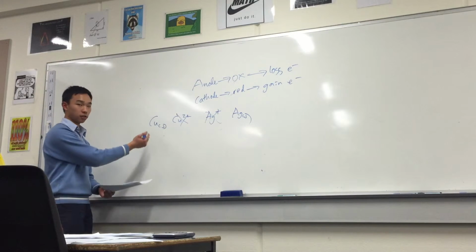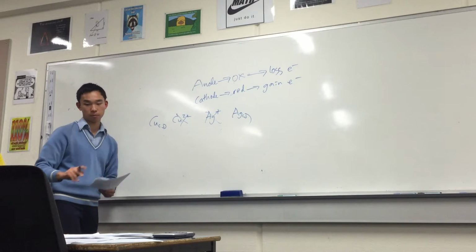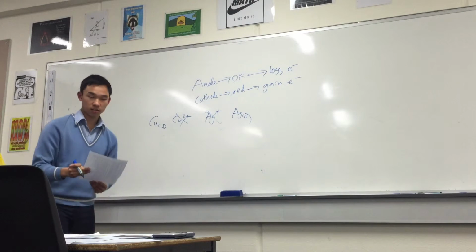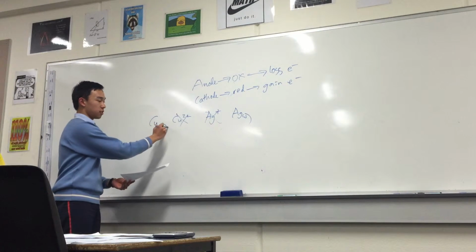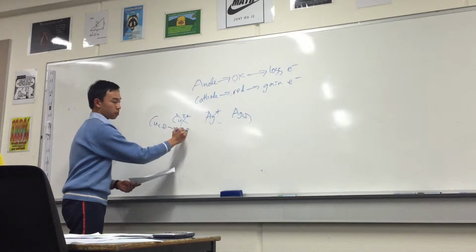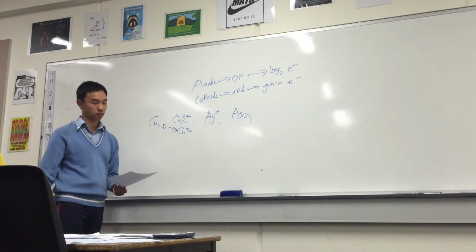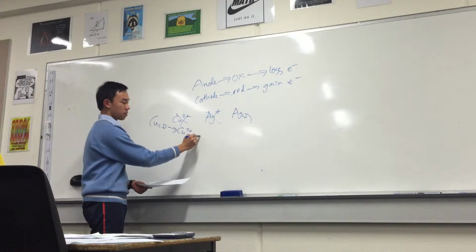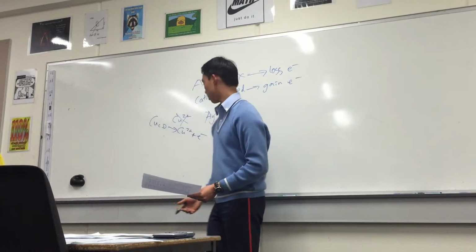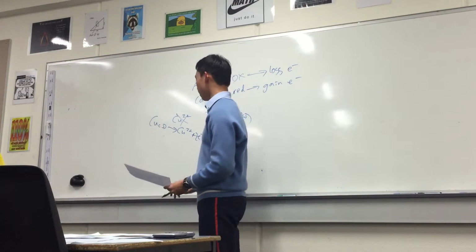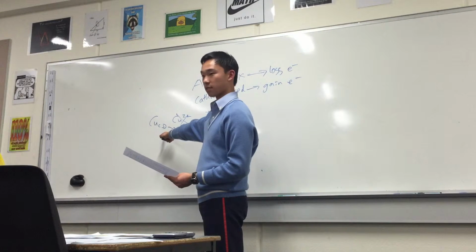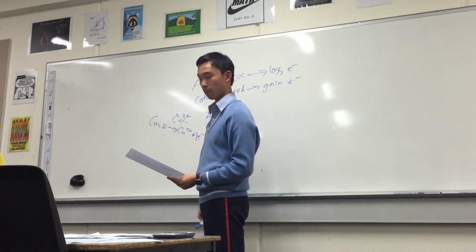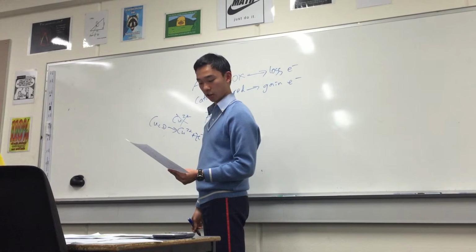Now I look at my two half equations on my table of potentials. I've got copper solid to Cu2 plus, because copper wants to be 2 plus. Copper plus doesn't really want to be that. Cu2 plus plus 2 electrons, my bad. So what is the potential for this to happen, for the copper to copper 2 plus?